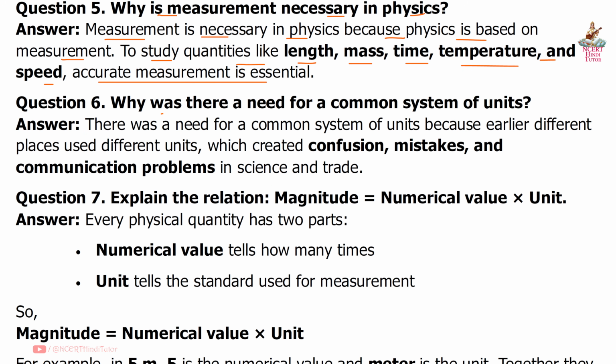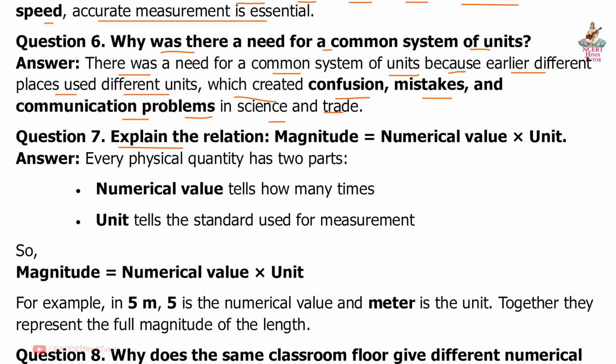Question 6. Why was there a need for a common system of units? Answer There was a need for a common system of units because earlier different places used different units, which created confusion, mistakes, and communication problems in science and trade.